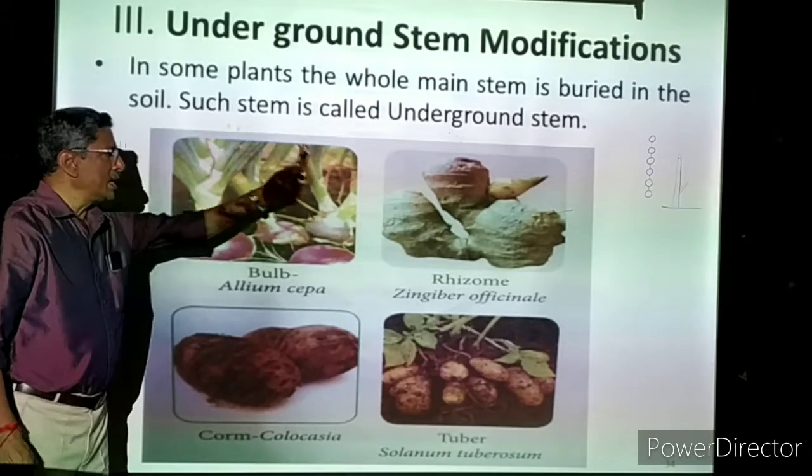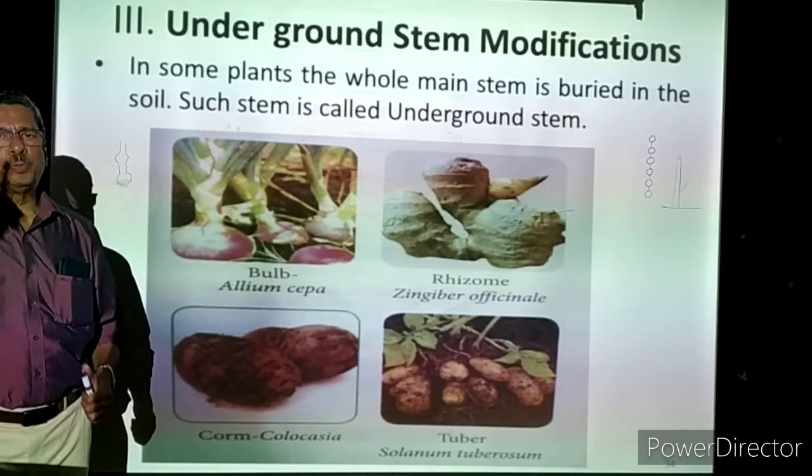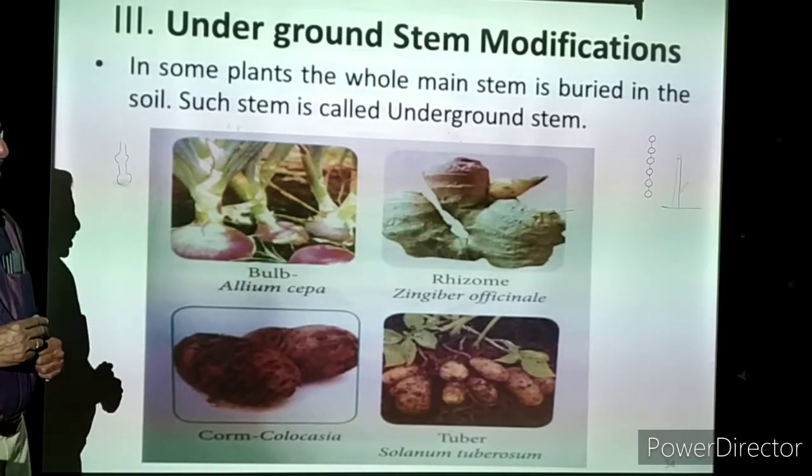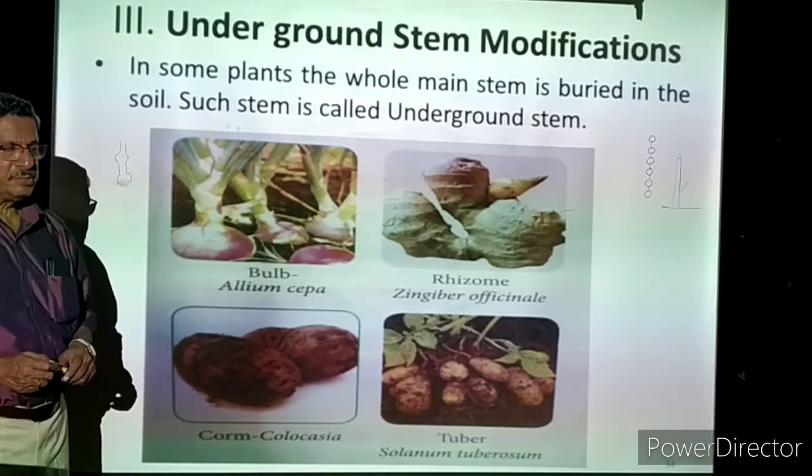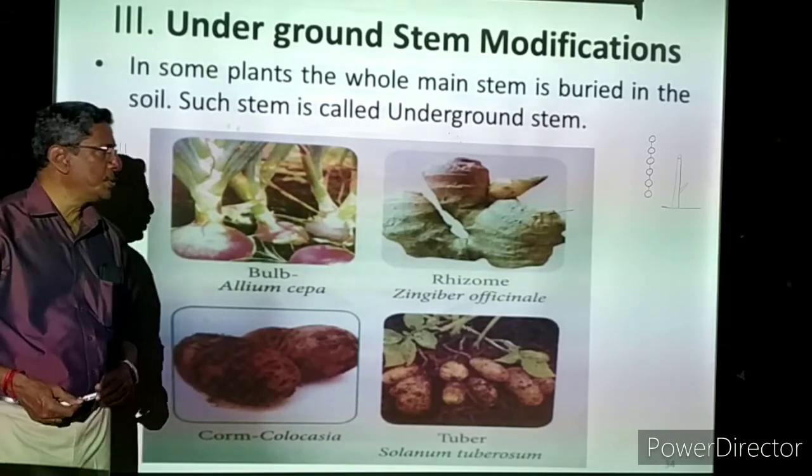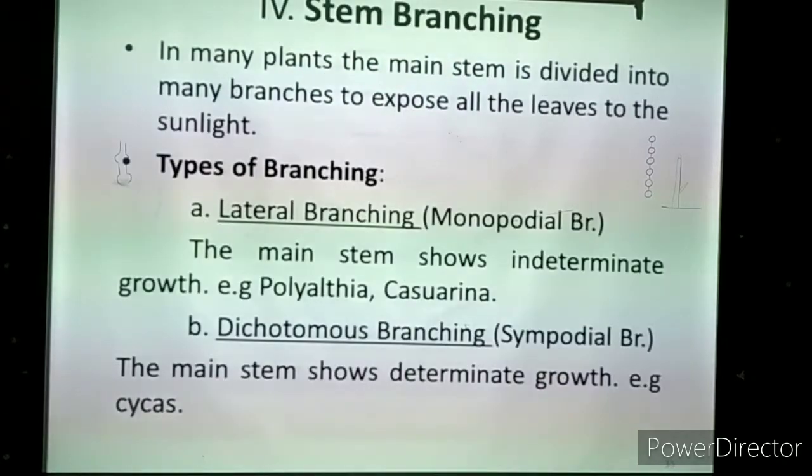Now these are all the 4 underground stem modifications, for 2 purposes. The modification is for 2 purposes. One is for vegetative propagation, that is reproduction. Second one is storage of food material.